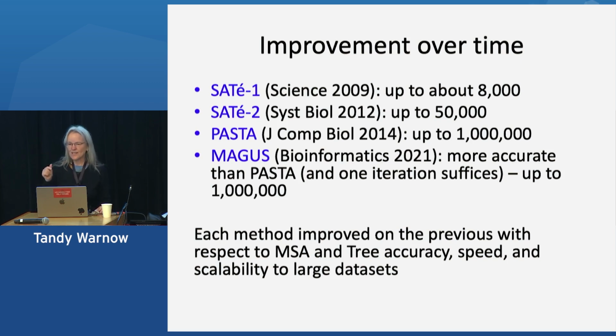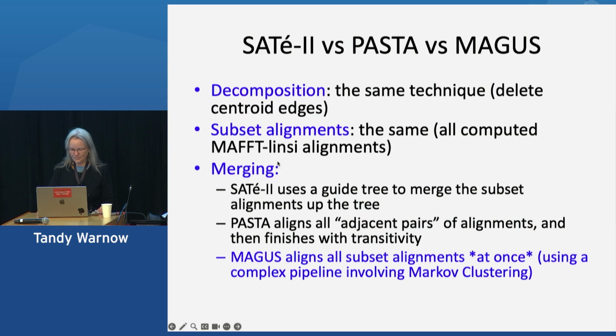What's really interesting here is that with the changes we made in each of these, from SATE1 to SATE2, from SATE2 to PASTA, we were just trying to increase scalability to larger data sets. But the change that we made in the algorithm design improved accuracy. So it was really funny. We weren't aiming for accuracy. We were just aiming for scalability. And we got better accuracy, which gives insights. The MAGUS thing was not like that. That was a different thing, which I'll get to.